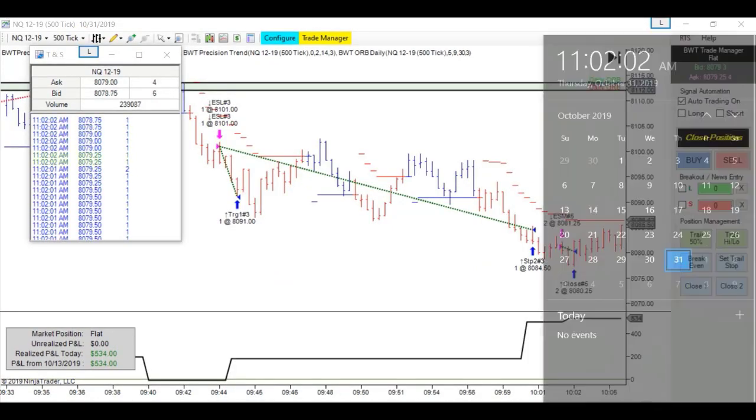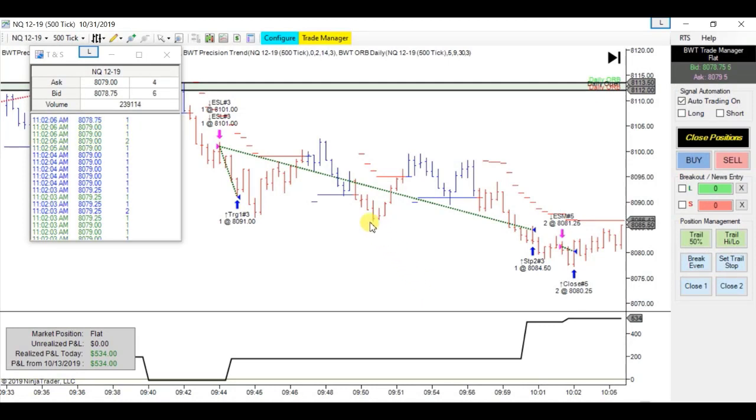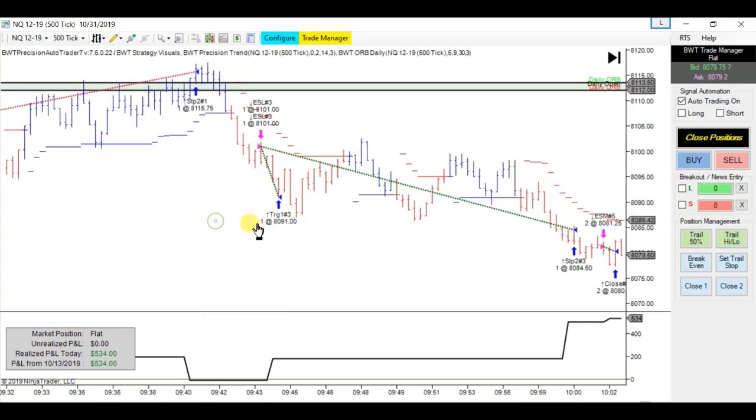All right, well, it's 11 o'clock and I am home. I really hope the recording came out from this morning because it was just a beautiful win. I want to just go over this trade.